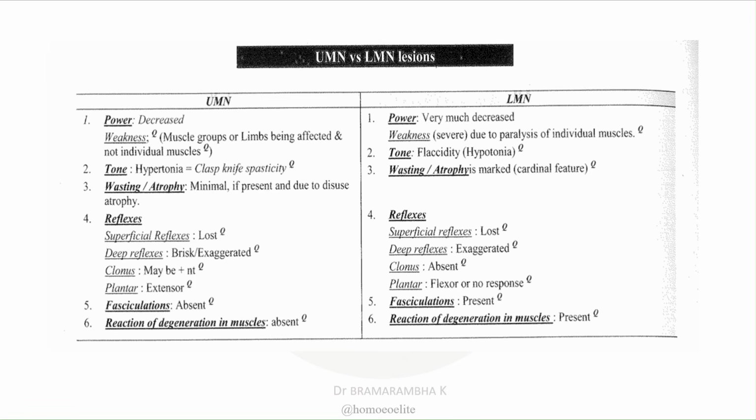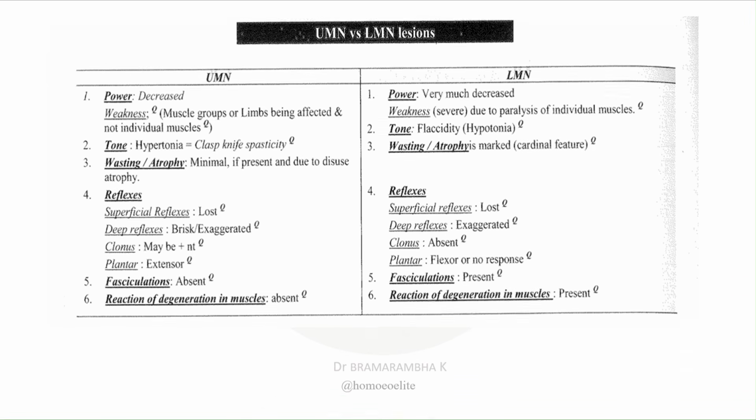So Babinski is absent in cases of lower motor neuron lesion.